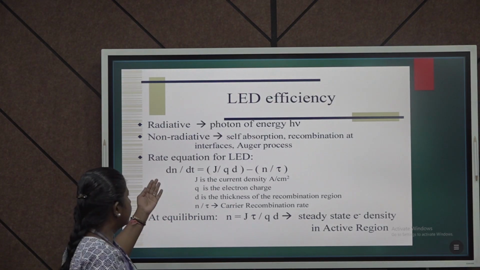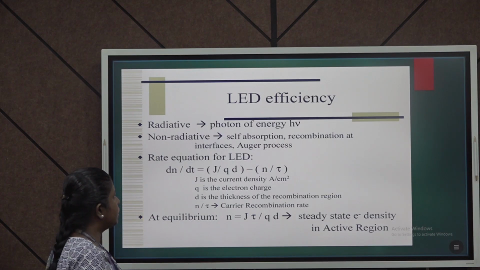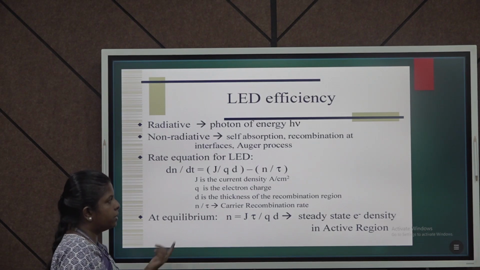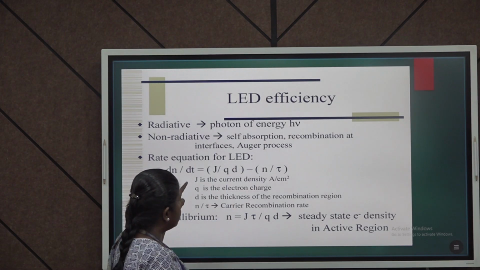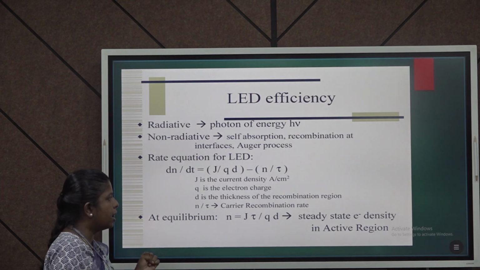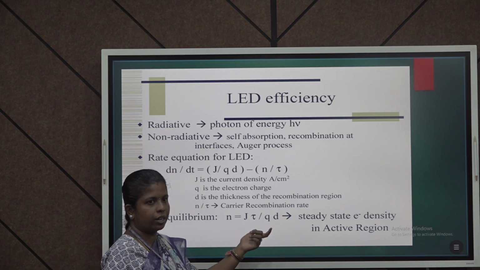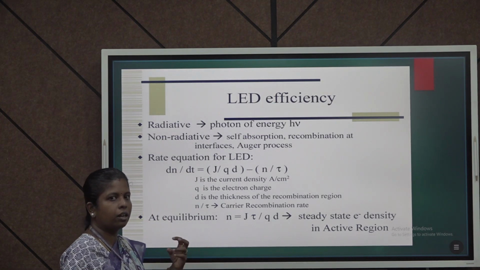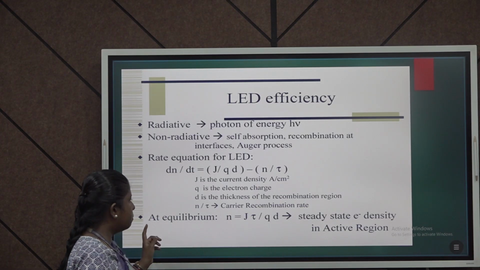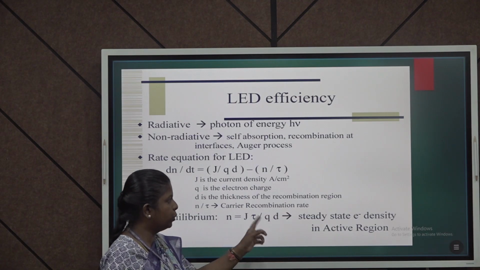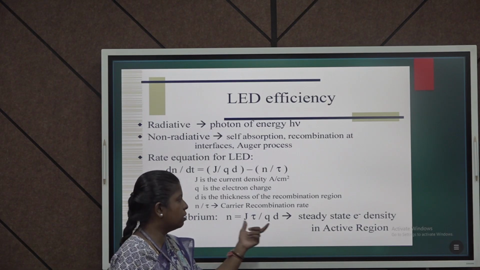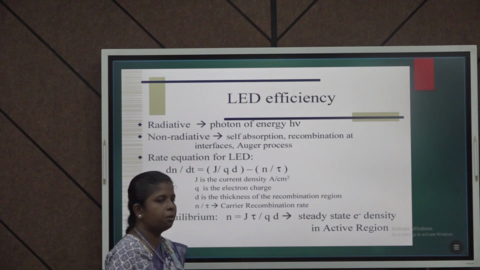And here the rate equation for LED is denoted as dN divided by dt, which is nothing but J divided by qd, subtracted by N divided by tau. Here J is the current density, q is the electron charge, d is the thickness of the recombination region, and N by tau is the carrier recombination rate. So how much time is required for this carrier recombination, and at equilibrium N will be J tau divided by qd, which is the steady state electron density in the active region.